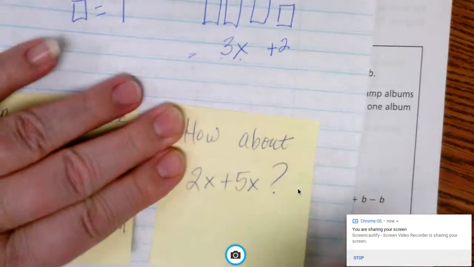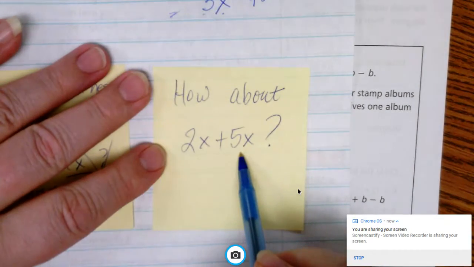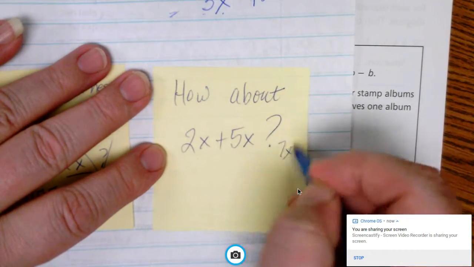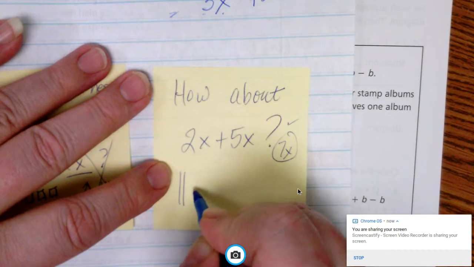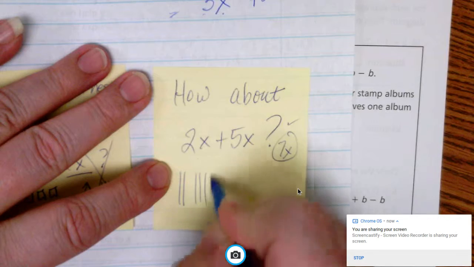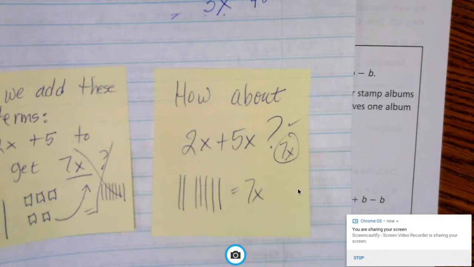How about 2x plus 5x? Does that give us 7x? Yes. 1, 2 plus 1, 2, 3, 4, 5 equals 7x.